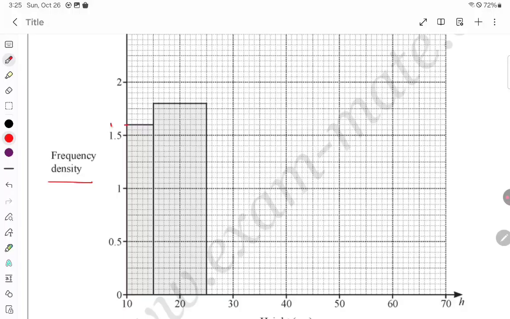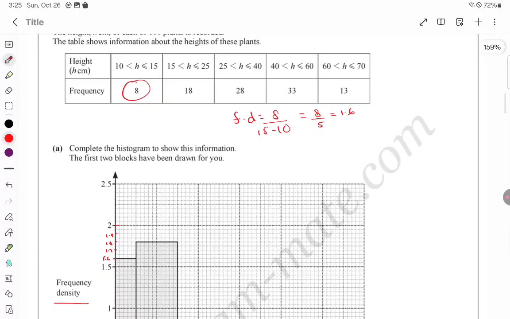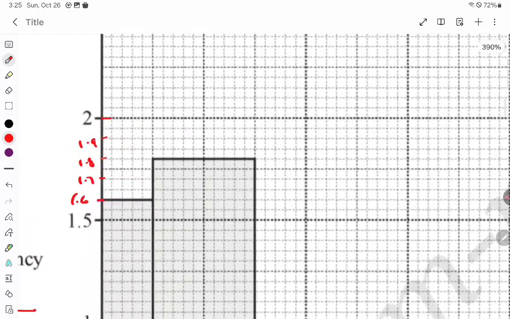This is 1.6, 1.7, 1.8, 1.9 and 2, like this. So calculate for the second column: it has 18 frequency and this is our range, 25 minus 15, 18 over 10, 1.8. So this is our 1.8.